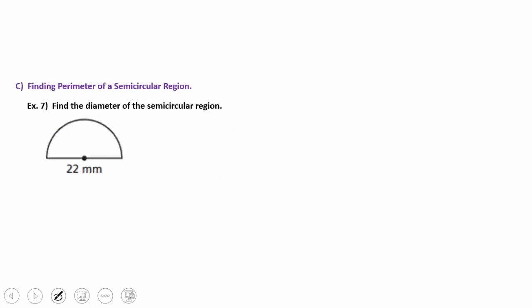All right, so ladies and gentlemen, one thing that's kind of different in this lesson that we're going to talk about is actually finding the perimeter of a semicircle. A semicircle being half of a circle.